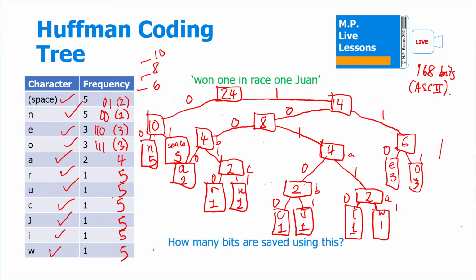So using Huffman coding, if you multiply the frequency times the number of bits you need to represent the character, so that's, if we use a different color, 10, 10, 9.